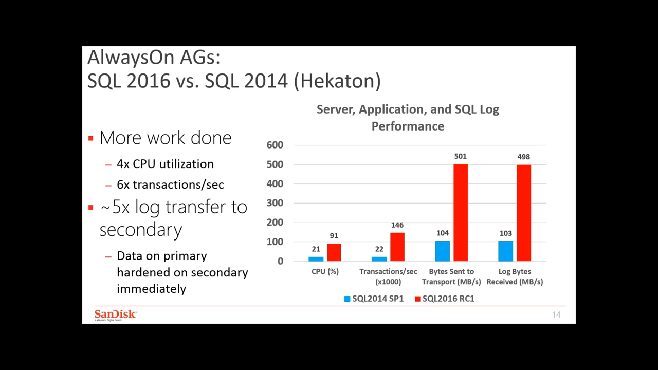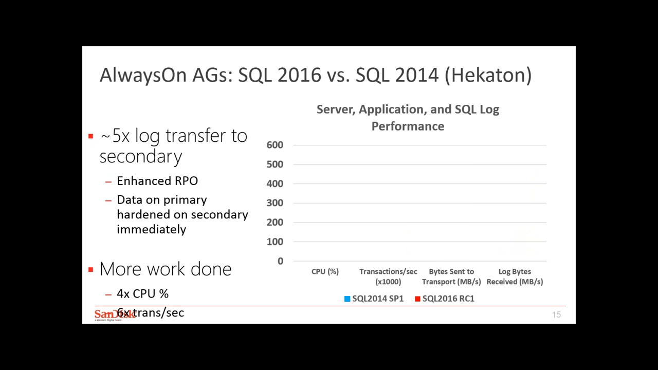And as you can see in the very last pair of bars there, the bytes sent to transport was about half of a gig in 2016, and likewise, log bytes received was almost the same in this test, 498 megabytes per second, basically half a gig per second. In other words, the bytes sent across the wire were received and hardened on the log in basically real time. The log transport bottleneck in 2016 has been eliminated. And folks, this is very, very exciting for those of us doing high performance database work.